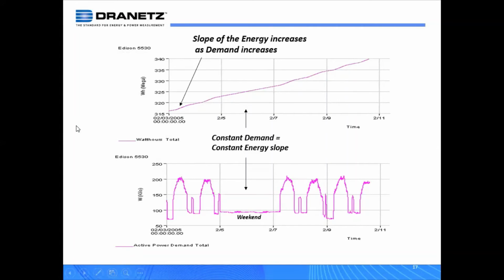So to view both graphically, what you see in this slide here, the top graph is pretty much a plot for energy usage, kilowatt hours, megawatt hours. And because it's cumulative, it's going to start at a certain value and it's going to accumulate until you go read the meter, for example.